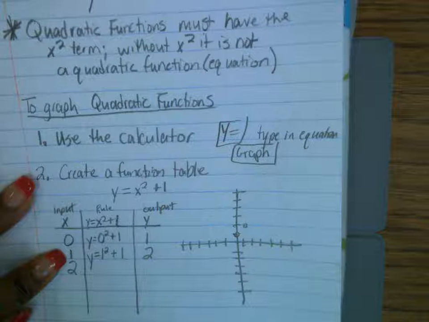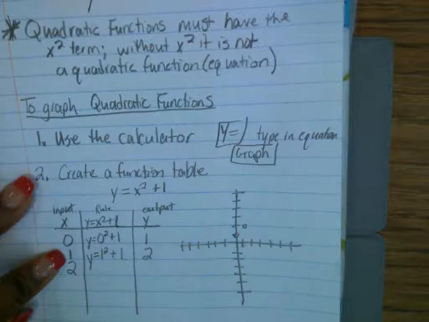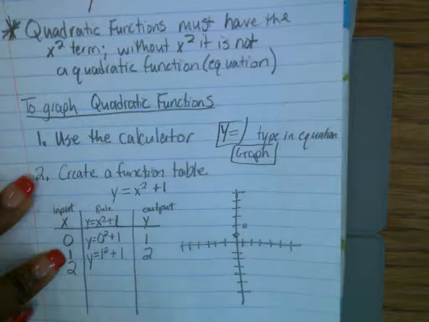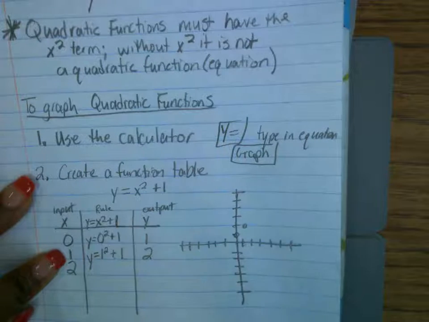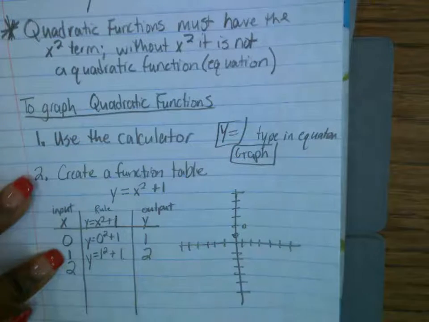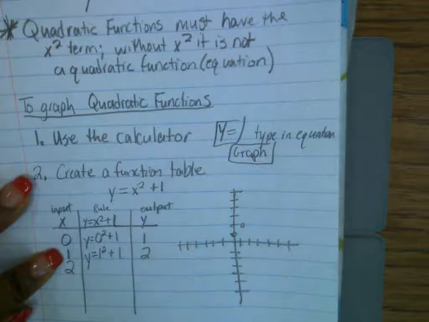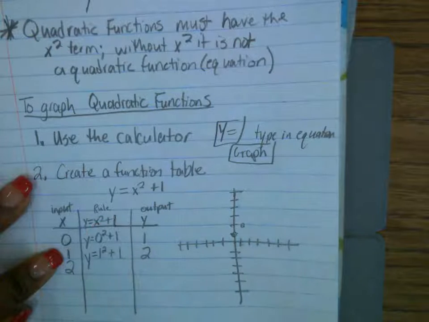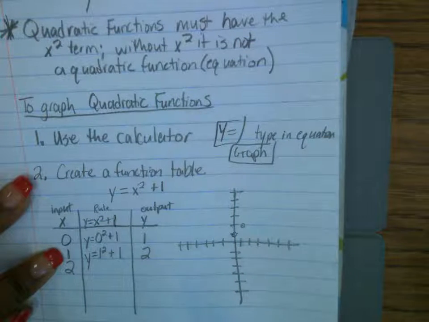All right, it looks like a straight line, so you have to do several points until you can see the U. You can't just do 2 or 3 points because that's not going to give you a U shape. You know it's going to be a U shape because it's an x squared. So you got to keep graphing points until you can get that U shape.